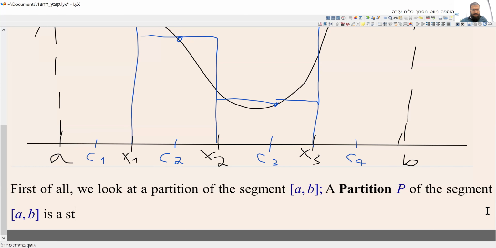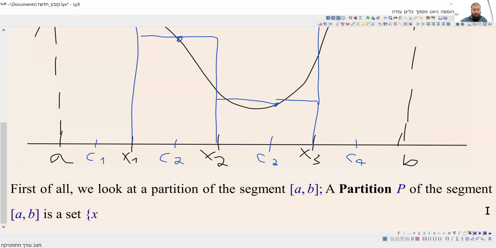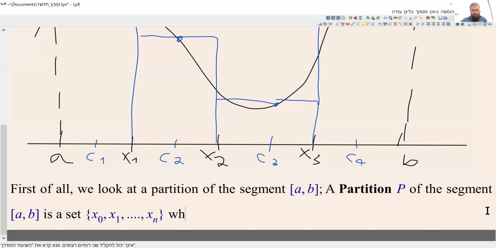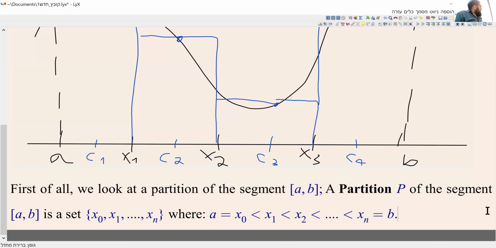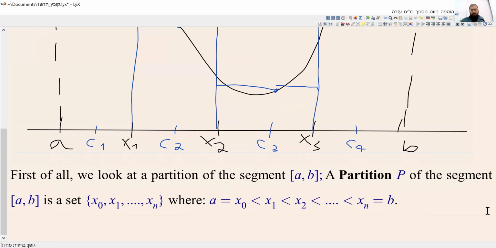A partition of AB is a set x0, x1, etc., till xn, where x0 is the left side of the segment, which is smaller than x1, which is smaller than x2, and so on. And xn is the biggest point, the right side of the segment. So these are points. First of all, for the partition.